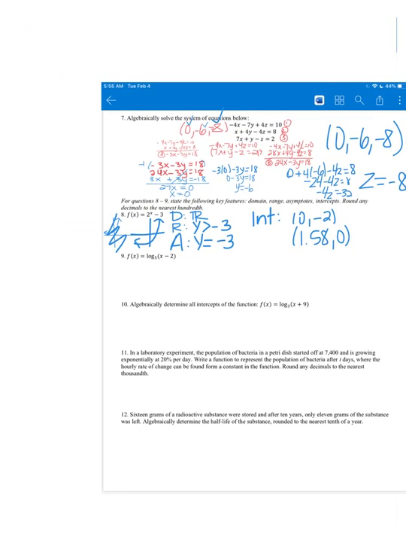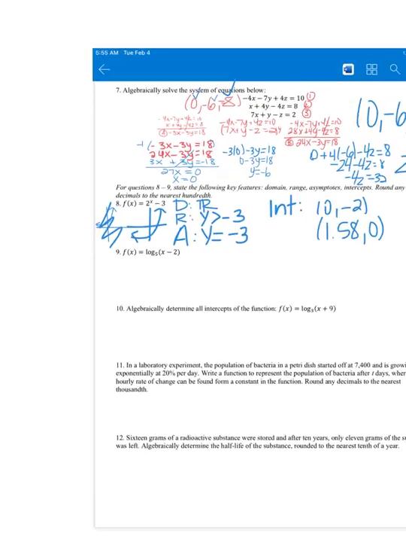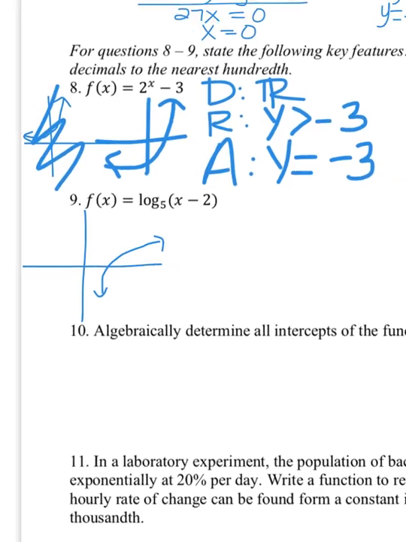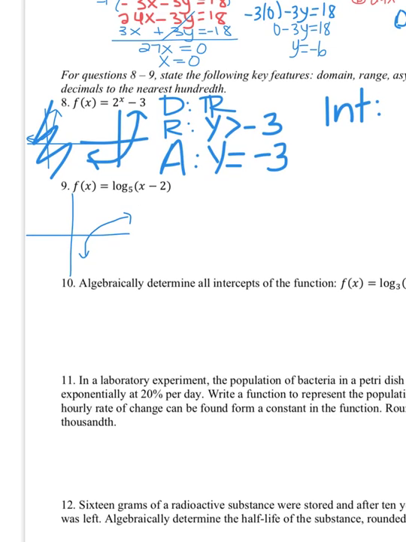For the next one, number 9, log base 5 of x minus 2. If you look at this one in your calculator, this one looks like this. So it doesn't show it going down as much. It doesn't show the asymptote that well. But remember, a log function has a vertical asymptote, which gets shifted when a horizontal shift is happening.